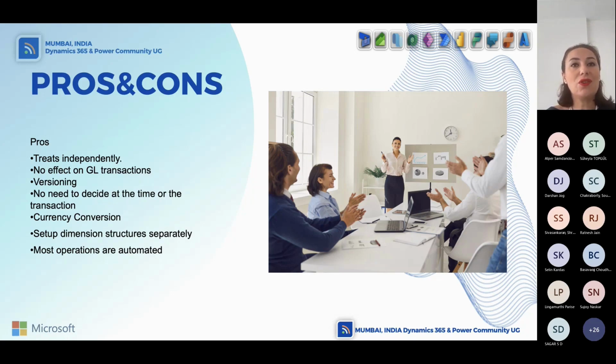You can set up dimension structures separately, even if one account has, for example, more than 3-4 dimensions, for example product, cost center, employee, license plate, etc. It doesn't matter. If your versioning needs just 2 of them, like product and cost center, in this module you can just use those 2. You don't have to use all of the dimensions for reporting purposes if they are not relevant. And most operations are automated. So these are the pros that I can name.